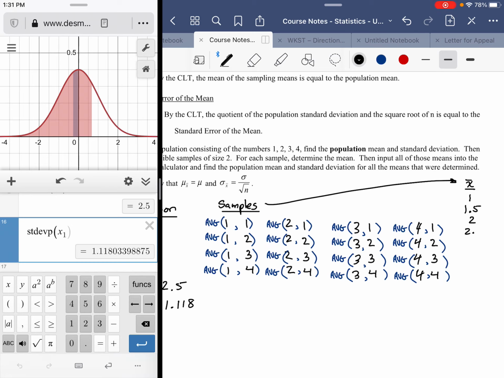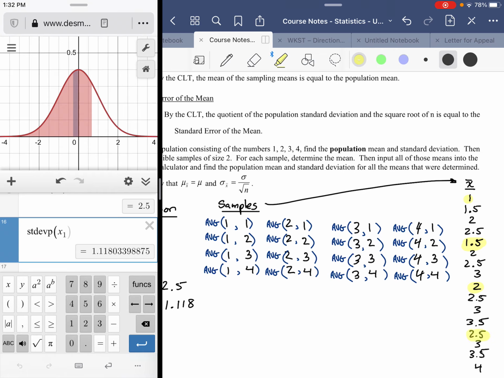1 plus 4 is 5, divided by 2 is 2.5. 2 plus 1 is 3, divided by 2 is 1.5. Then 2, then 2.5. You notice the trend here, then 3. So the first grouping started off with a mean of 1. The second grouping started off with a mean of 1.5. The third one will start off with a mean of 2, so 2, 2.5, 3, and 3.5. And the last group will start off with a mean of 2.5, so 2.5, 3, 3.5, and 4.